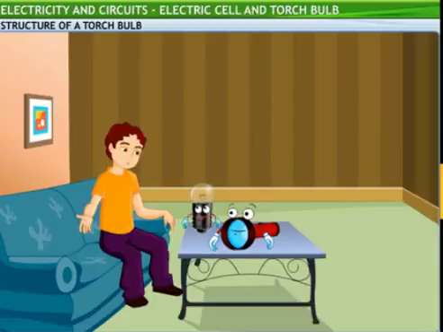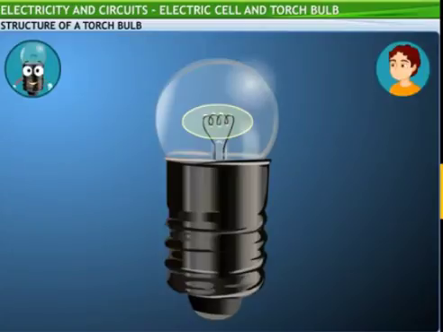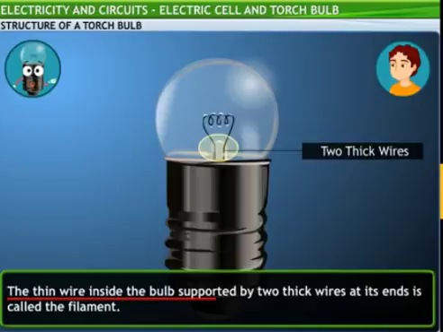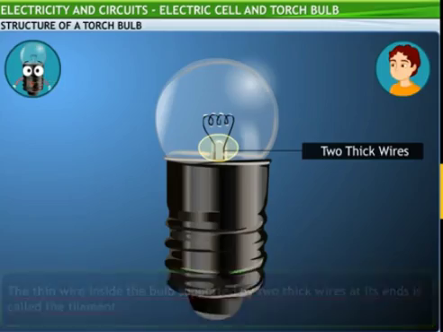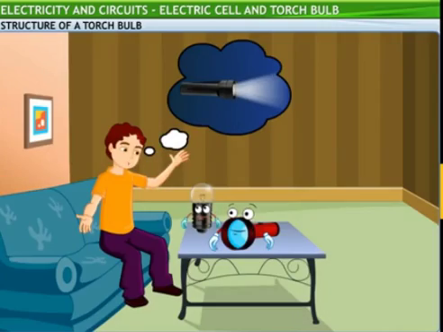Oh, so how do you use the electric cell to glow? Can you see this thin wire? That's my filament. This filament is supported by two thick wires at its ends. When electricity from the cell passes through this filament, it gets heated up and glows. But how do you receive the electricity?